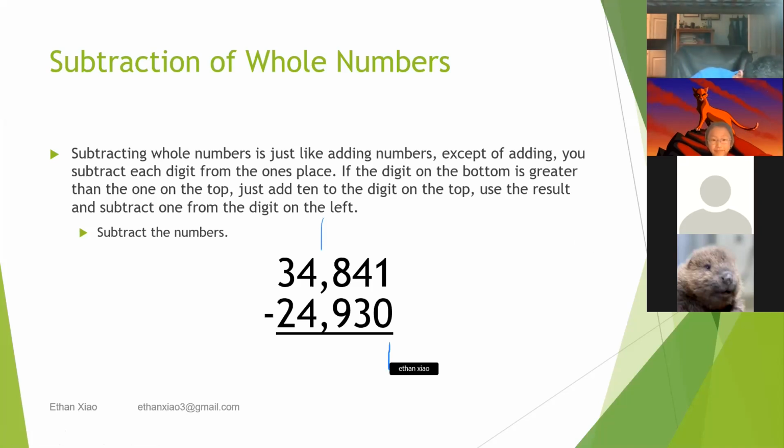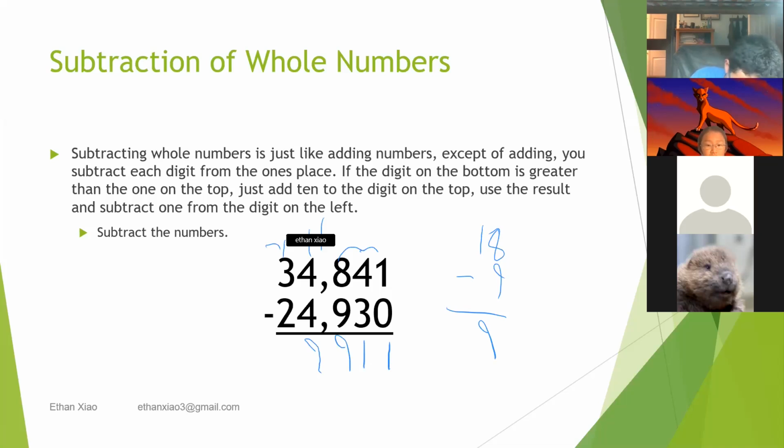1 minus 0 is 1. We move to the next set of digits, which is 4 and 3. 4 minus 3 is also 1. And now we move here to the hundreds digit. But 8 minus 9, we can't do 8 minus 9. So instead, we just add 10 to 8 to make it 18. 18 minus 9 equals 9. But we subtract 1 from the 4 on the top. So we just put 9 here. 13 minus 4 is 9, and we just subtract 1 here. And 2 minus 2 is 0, so we don't write anything here. So the answer is 9,911.